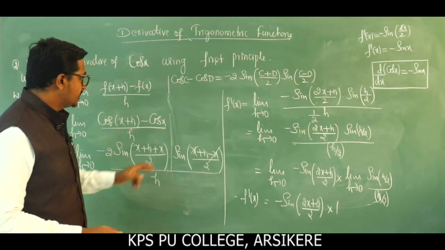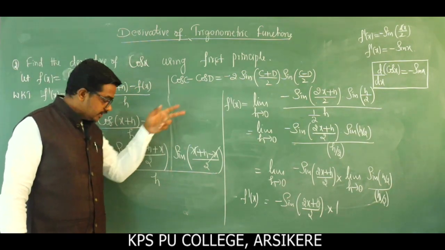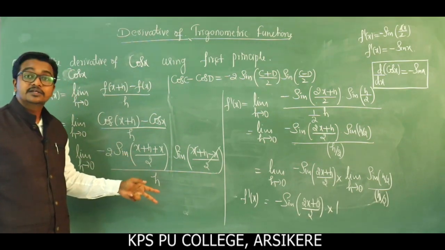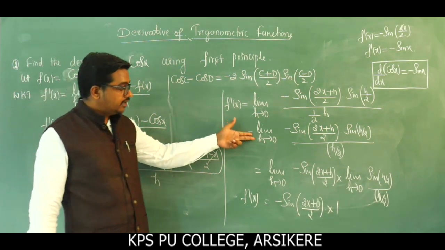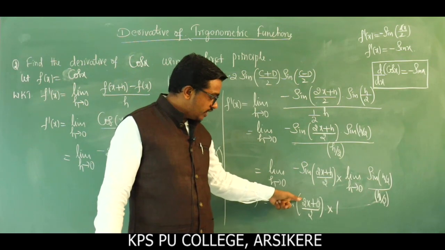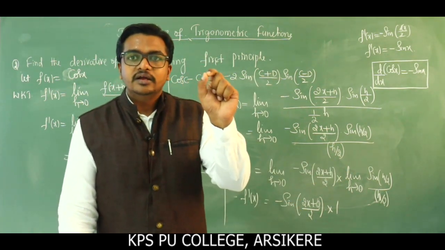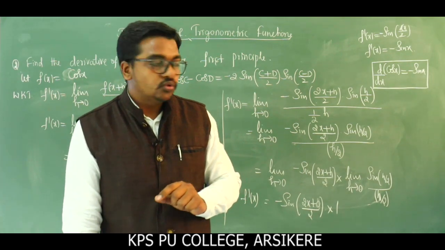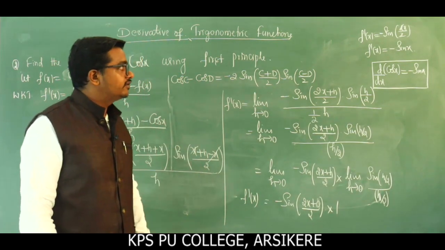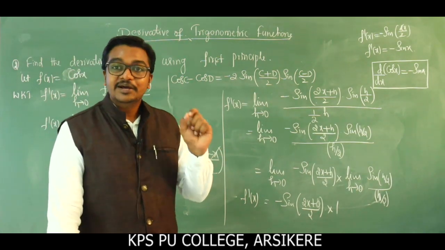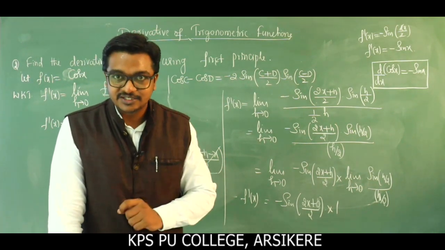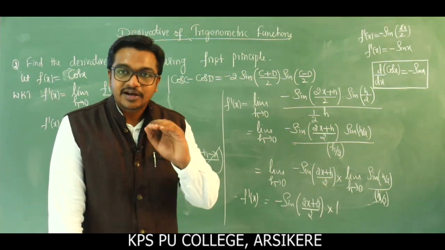A simple thing is we should remember this formula, then apply the formula, then separate the limit, then we will get minus sin of 2x divided by 2. The 2 gets cancelled, we are left with 2x divided by 2, the 2 gets cancelled, we are left with x there. So therefore, derivative of cos x is minus sin x. Understood, children? Take a pause and note down.